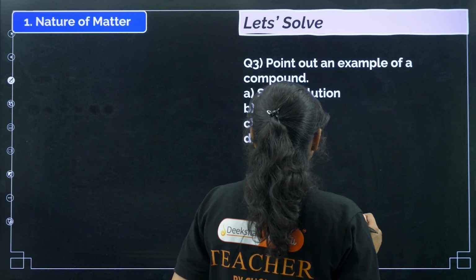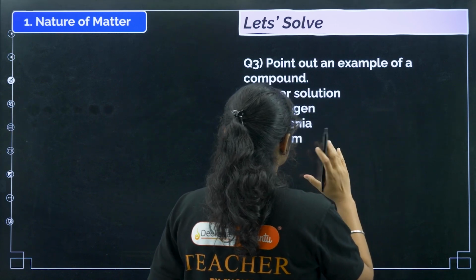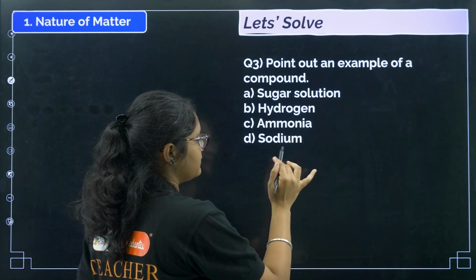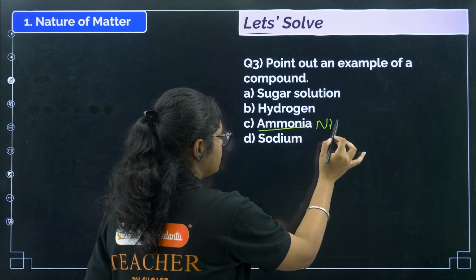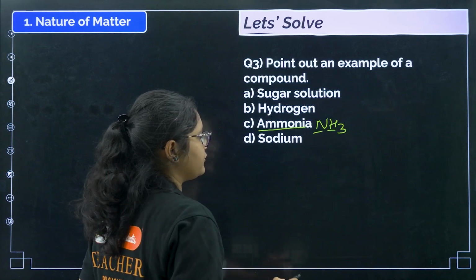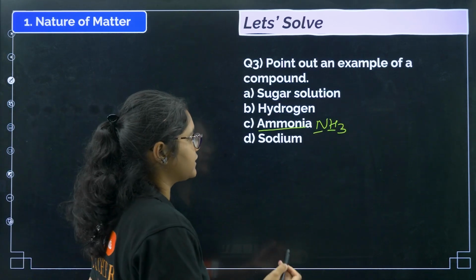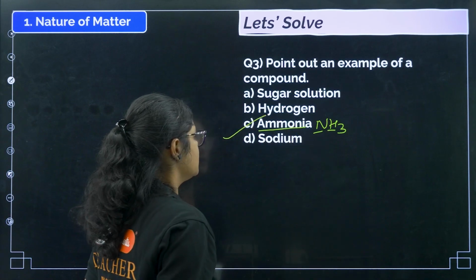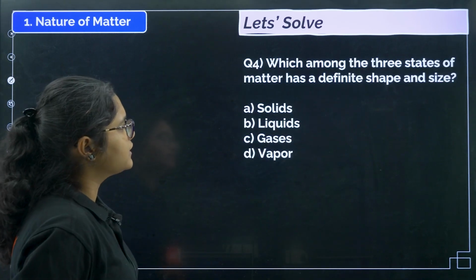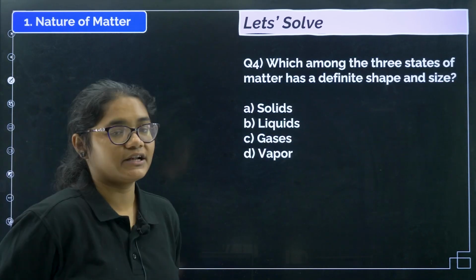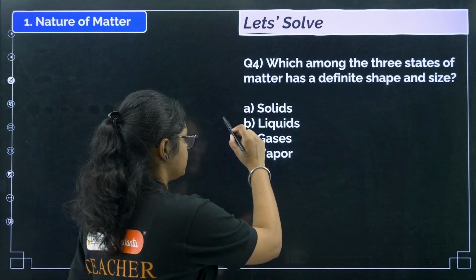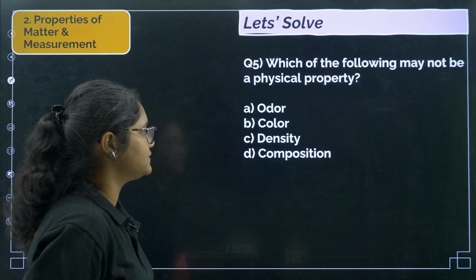Next, point out an example of a compound. In a compound, two elements of different atoms combine in a fixed ratio. In ammonia, NH3, nitrogen and hydrogen have combined in a fixed ratio, so that is an example of a compound. Option number C. Which among the 3 states of matter has a definite shape and size? This is very easy. We know solids have a definite shape and size.